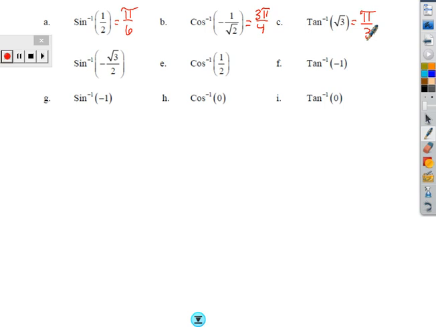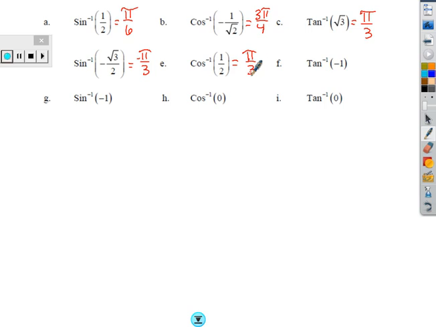Now, in the next one, I see sine is again negative. So that tells me my answer's got to be in quadrant 4, since, again, sine inverse only exists in quadrants 1 and 4. So this would give me negative pi over 3. Next, I see cosine is positive, so I know I'm in quadrant 1, and this must be pi over 3.